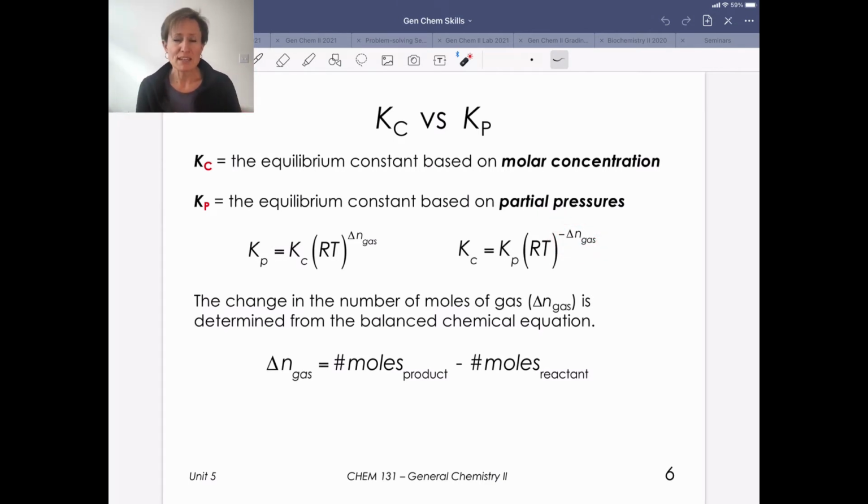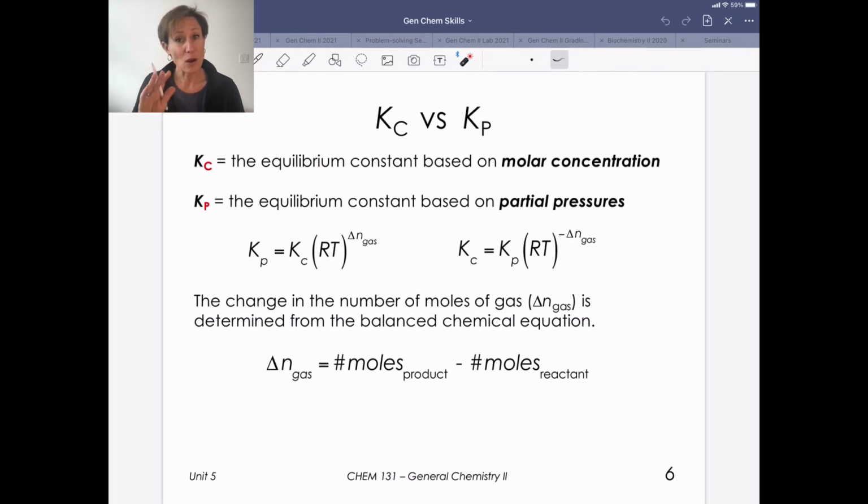It's just solving one for the other. But the big thing that we need to figure out is how many moles of gas are different between our reactants and our products. So we literally need to have a balanced chemical equation, count the number of moles of gas on the reactant side, and count the number of moles of gas on the product side. We always do deltas as final minus initial, products minus reactants.